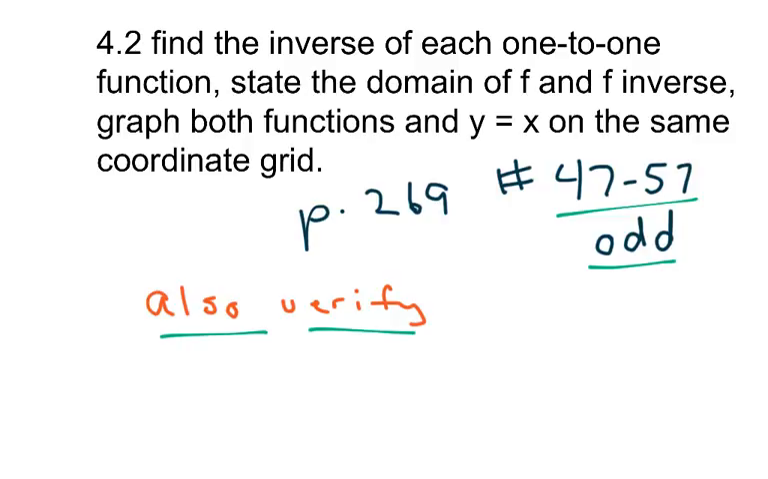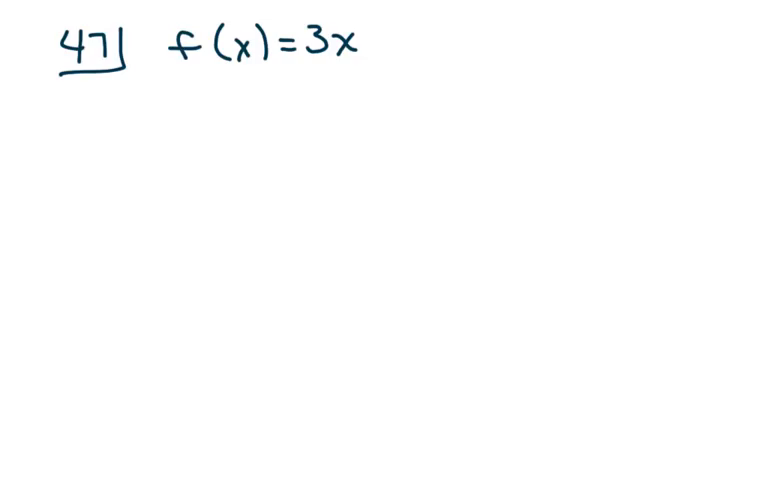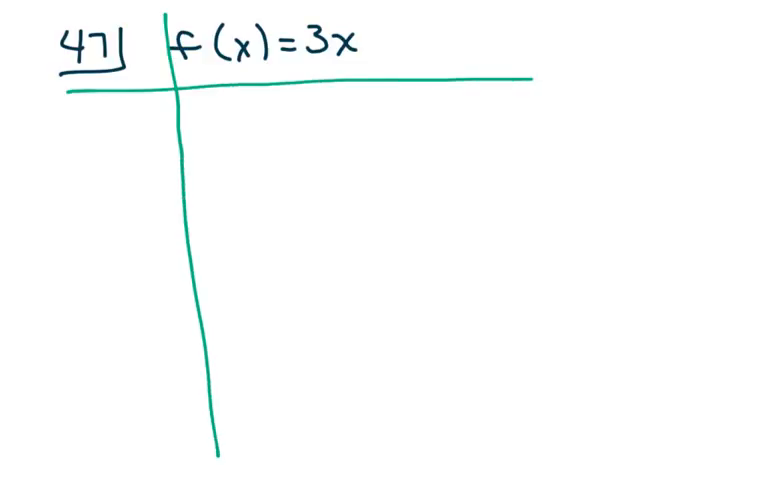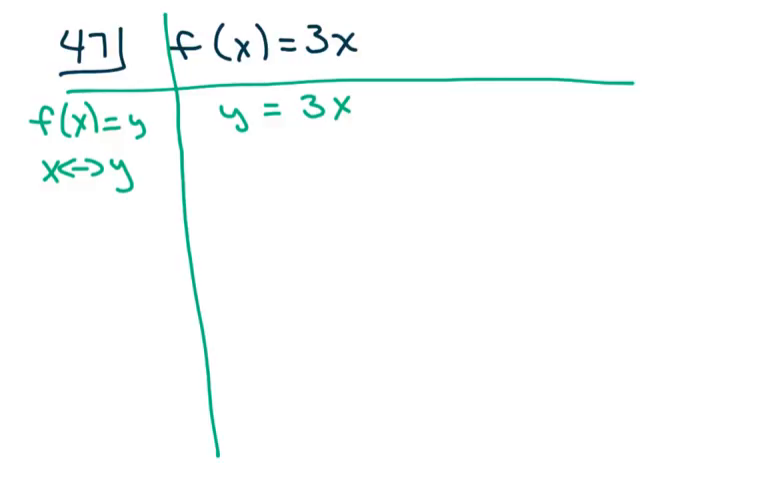So we're going to get started with 47, and we have f of x equals 3x. Pretty simple. The first step, I'm going to do it this way. We're going to let f of x equal y. So we're going to write y equals 3x. Then we're going to exchange x and y, because that's what you're doing with inverses. So here we have x equals 3y.